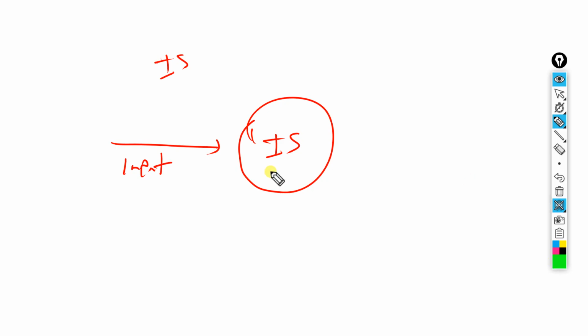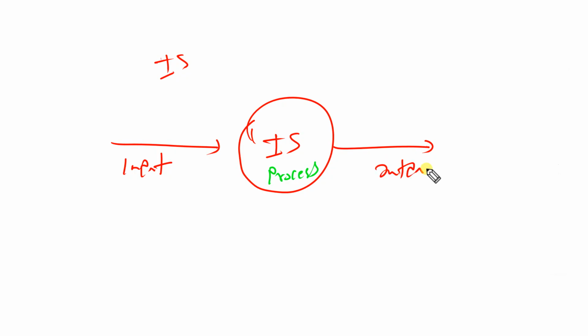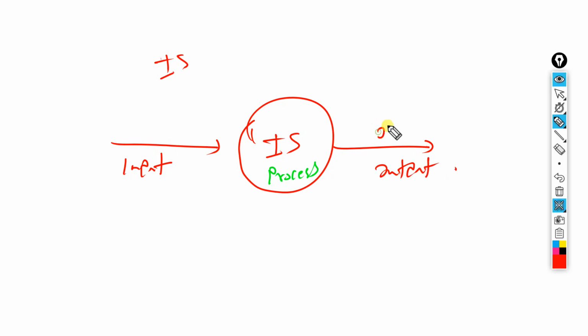Processing means we are going to do some conversion, some changes. That's what processing means: converting, changing data into information, and finally we will get the result as output. So that is the output device. This is the basic structure of the information system.